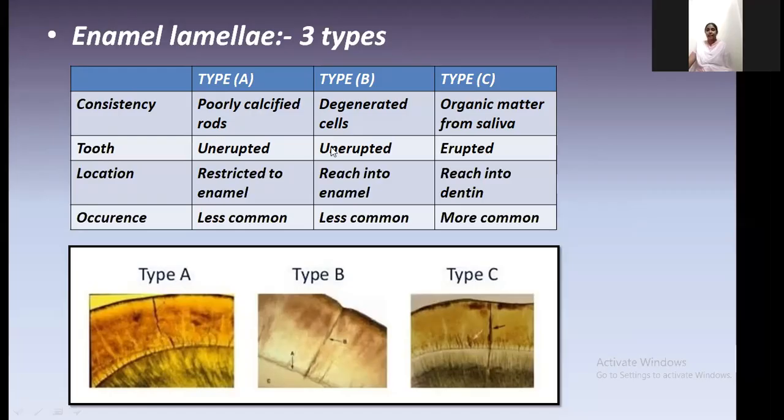Type A enamel lamellae and type B enamel lamellae are found in unerupted tooth, while type C is found in erupted tooth. Type A is restricted to the enamel. Type B reaches into the enamel, and type C reaches into the dentin. So you can see in this image, enamel, dentino-enamel junction, and the dentin. So type C reaches into the dentin. Type B reaches the enamel, and type A is restricted within the enamel. Type A and B are less common, and type C is more common.